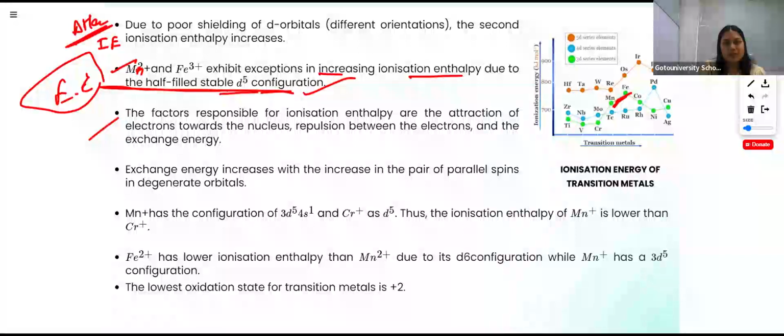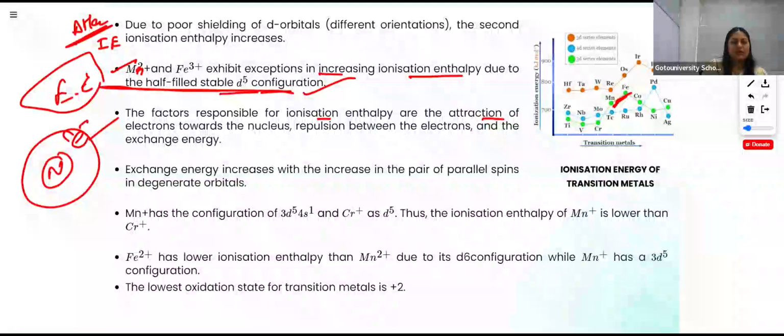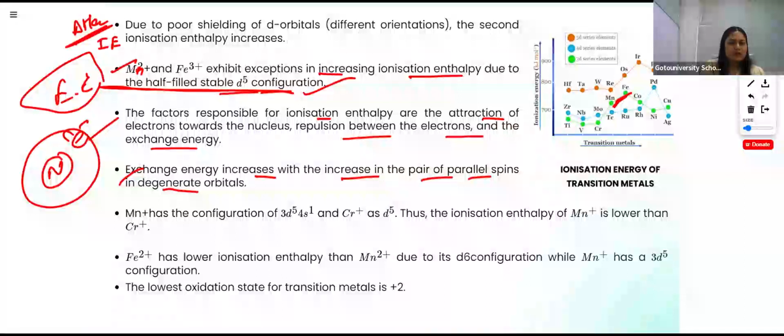Now, the factors responsible for ionization enthalpy are the attraction of electrons. We know ionization enthalpy depends on the nucleus and attraction towards the electron, right? So there is repulsion between the electrons, and then there will be exchange of energy, and this exchange energy will increase with the increase in pairs of parallel spins in degenerate orbitals.